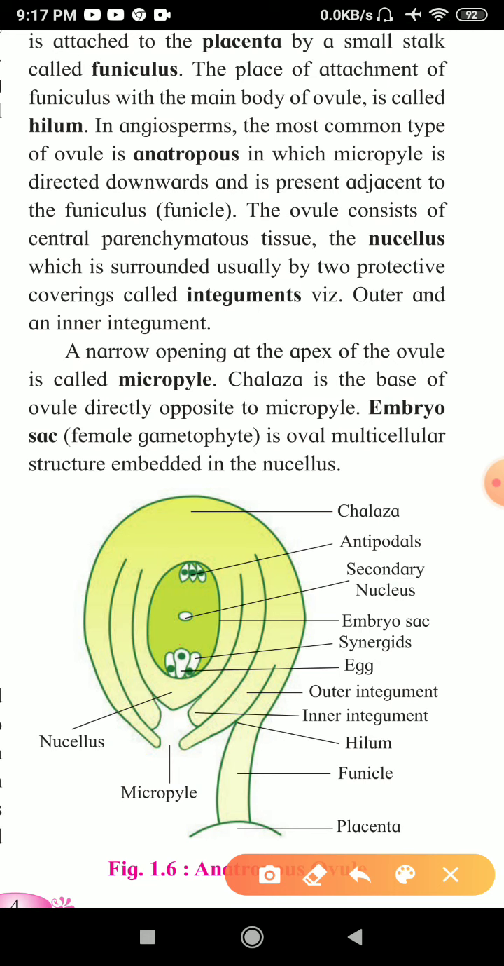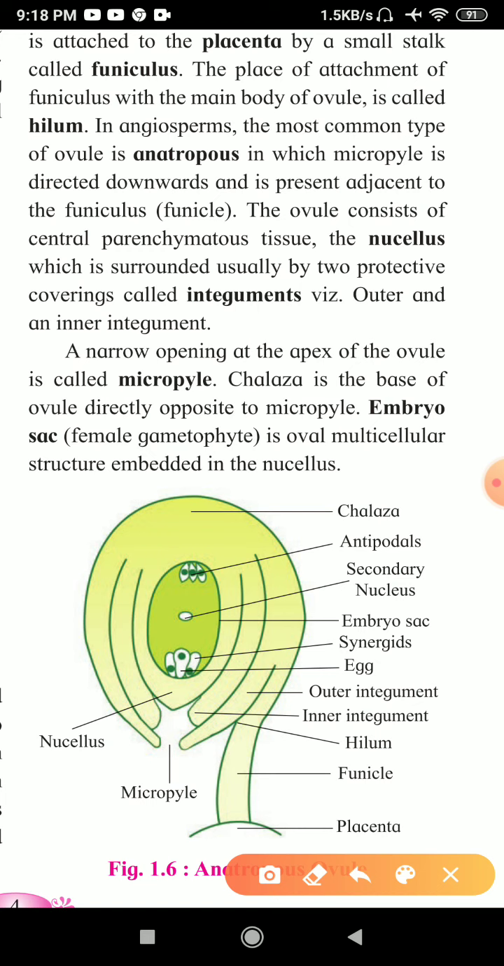Now the antipodal cells are accessory cells. They do not have any specified function. Actually, they are the division byproduct of the megasporangium or ovule, so they do not perform any function. Later on, after the process of fertilization is completed, these three cells degenerate.